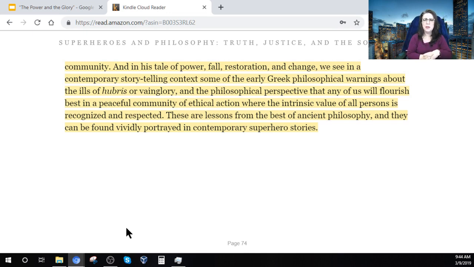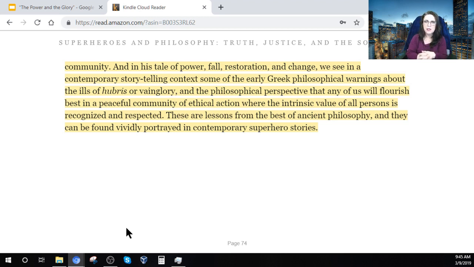And the authors end their essay with this wonderful closing statement. In his tale of power, fall, restoration, and change, we see in contemporary storytelling context some of the early Greek philosophical warnings about the ills of hubris and vainglory, and the philosophical perspective that any of us will flourish best in a peaceful community of ethical action where the intrinsic value of all persons is recognized and respected. These are lessons from the best ancient philosophy, and they can be found vividly portrayed in contemporary superhero stories.